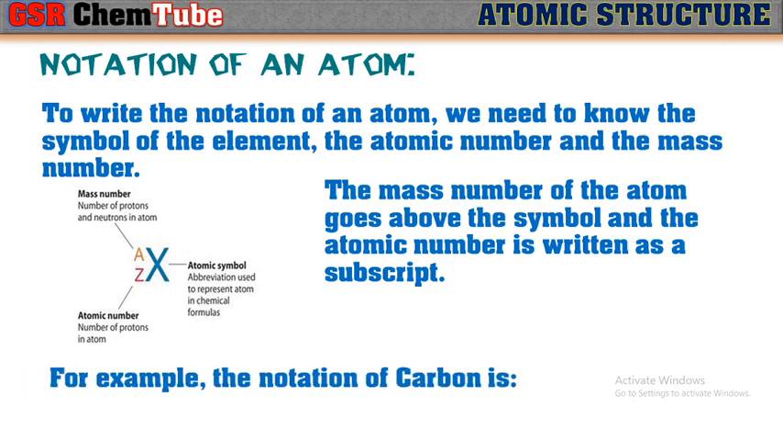For example, the notation of carbon can be written like this. Here C represents carbon as it is the symbol of carbon, and 12 is the mass number of carbon, which is written at the top left side, and at the bottom is written its atomic number, 6.